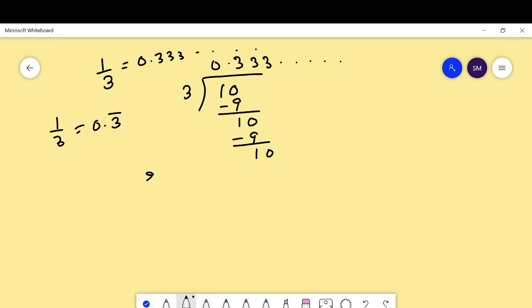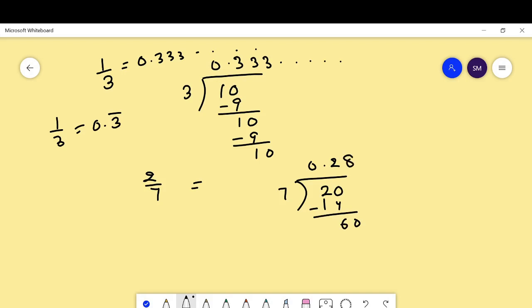Suppose 2 upon 7 is given. Convert 2 upon 7 into decimal form. Here use the long division method. 2 and 7. Put 0 here and put the decimal point. 7 2s are 14. Then this is 6, 0.